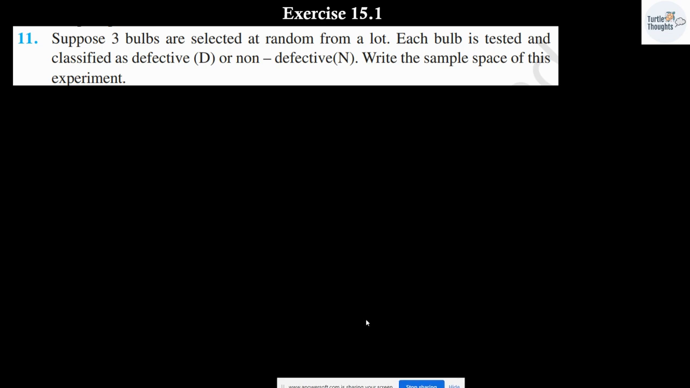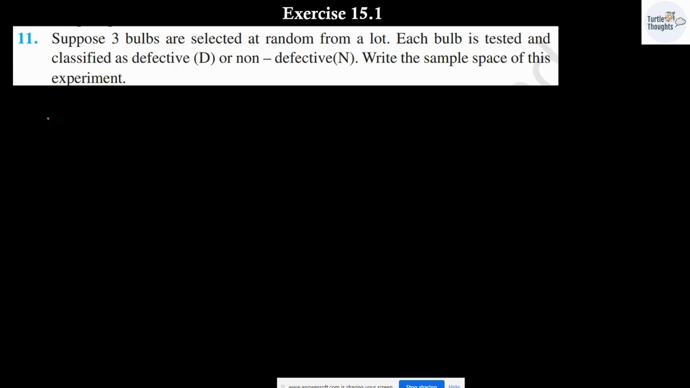Hello everyone. In today's class, we are going to continue with question number 11 from exercise 15.1. Suppose three bulbs are selected at random from a lot. Each bulb is tested and classified as defective D or non-defective N. Write the sample space for this experiment.